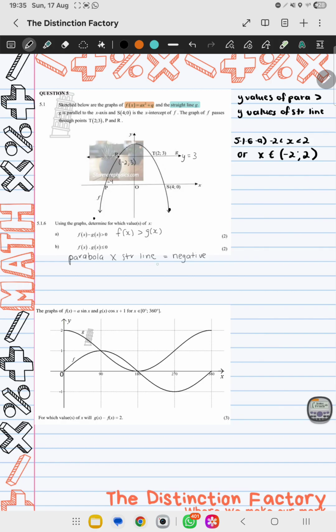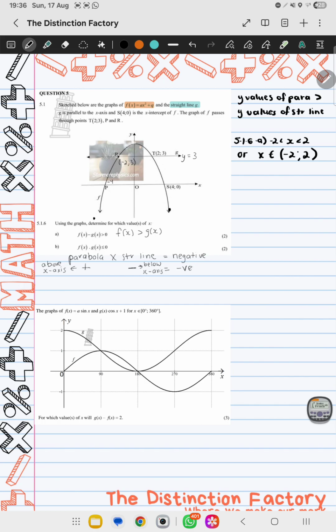Now, if we have to think about this, we are multiplying two different numbers. The y value is here and the y value is here, and we need to end up with a negative. So there's an easy way for us to determine these values. Remember that if I multiply a positive and a negative together, I do end up with a negative answer. So that means that when the parabola is positive, meaning that it lies above the x-axis, and we take those values and multiply it by where the straight line is negative, which means it lies below the x-axis, then we will end up with a negative answer.